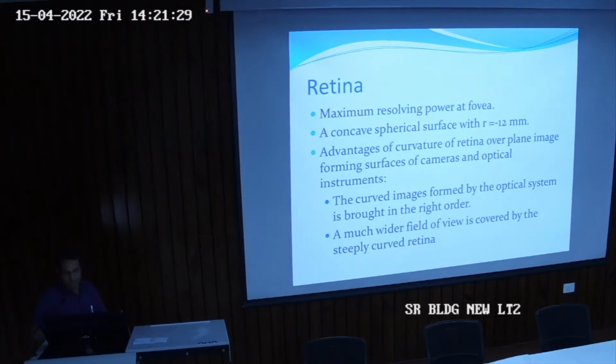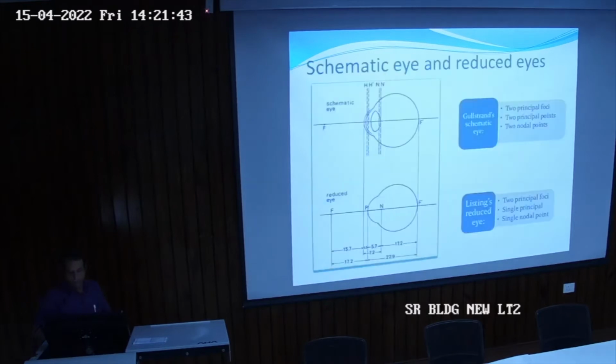Advantage of curvature of the retina over the plane image-forming surfaces of cameras and optical instruments: the curved image formed by the optical system is brought into the right order. A much wider field of view is covered by the steeply curved retina.